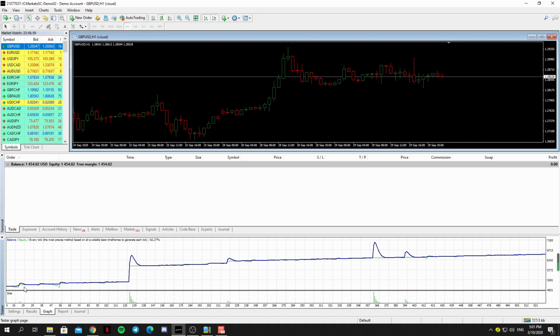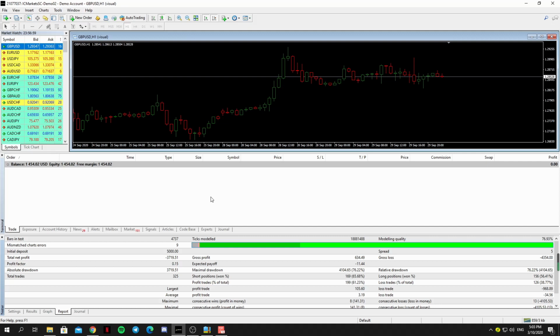As you can see over here, the equity doesn't drop as crazy as the previous setting, so it gives you quite a steady move throughout the whole month. Let's use this setting and test it from January of 2020 to September of 2020.